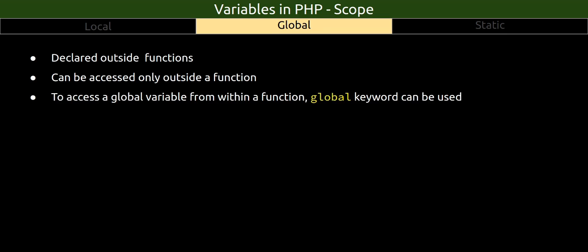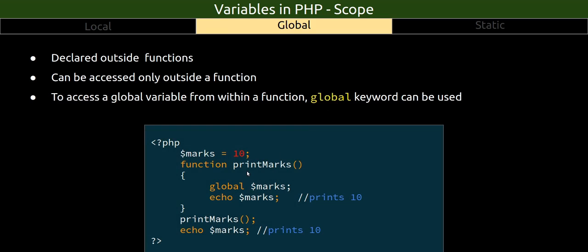But you can make a global variable accessible within a function using the keyword global. So same example, here there is a slight change. Function print marks, here I am using the keyword global marks. So this means that this function can use the global variable marks. In this case, this will work because we are saying that marks is a global variable, so you go and fetch the value from the global variable. So this will print 10. This will again print 10 because this echo statement is outside the function. So you will get two 10s.